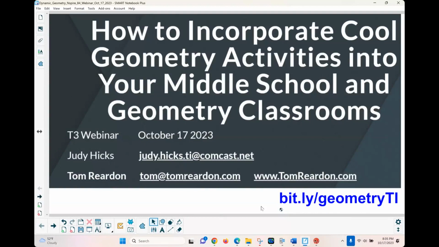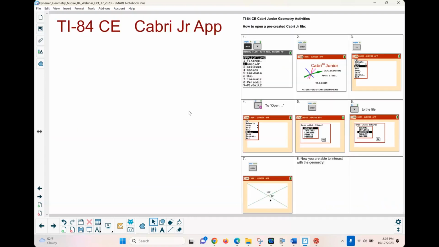Everything is there. And if you say, boy, he's going really quickly, he's illustrating things, but I have PDFs of step-by-steps on how to accomplish these things. So sit back and relax and say, oh, I like that, I want to know how to do it. Or, that's not really for me, whatever. All right, so I'm going to start with the TI-84 CE Cabri Junior app. So those of you who are 84 users want to pay more attention.